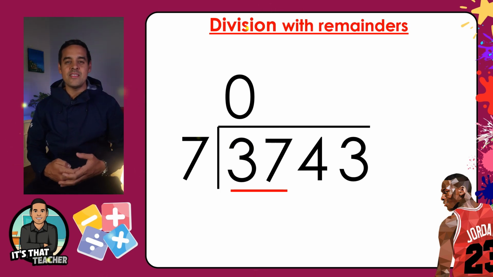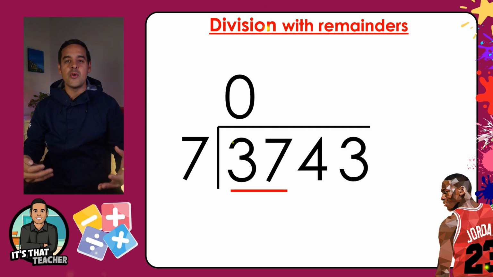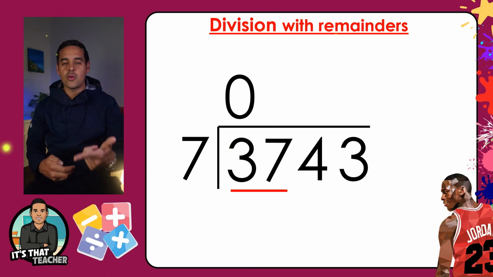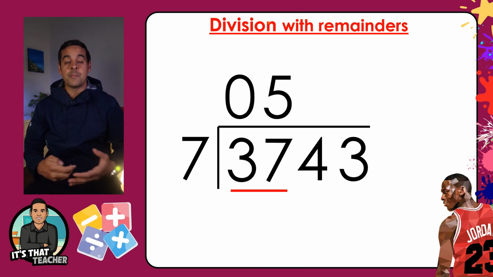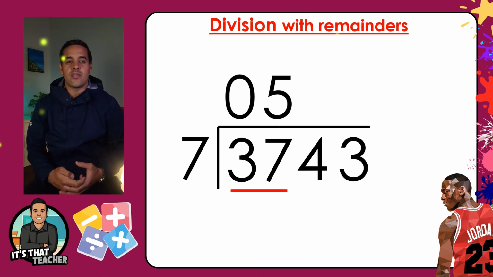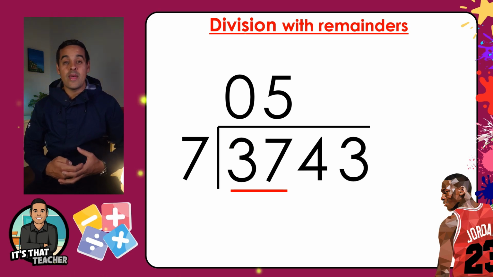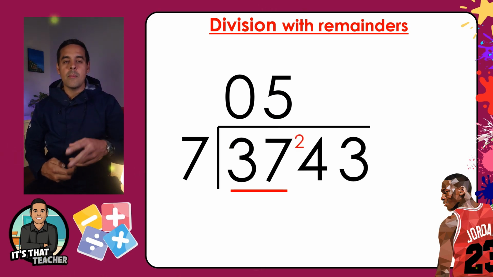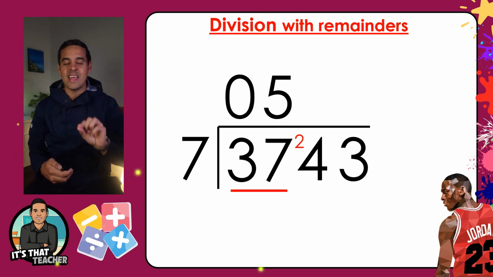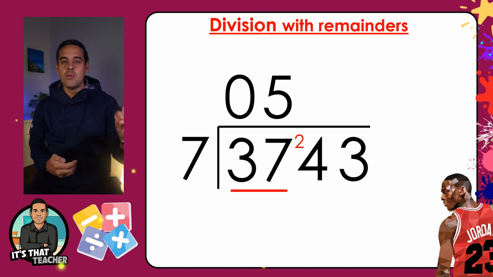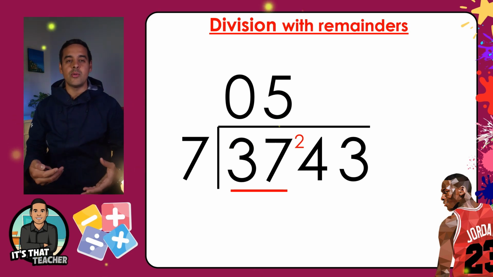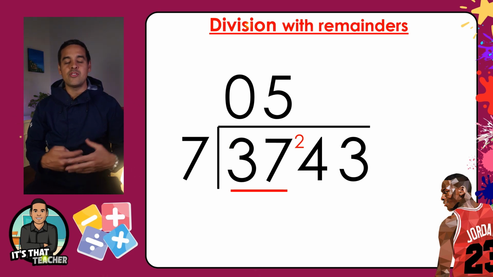Now, how many 7s fit evenly into 35? 7, 14, 21, 28, 35. So that would be 5. Now, we've used 35 of the 37 numbers that we have here. So there would be 2 remainders. That little 2 just goes next to the 4 in the tens column. Now the new number for that would be 24 because we've moved the remainder across. We need to include it. So that new number now is 24.